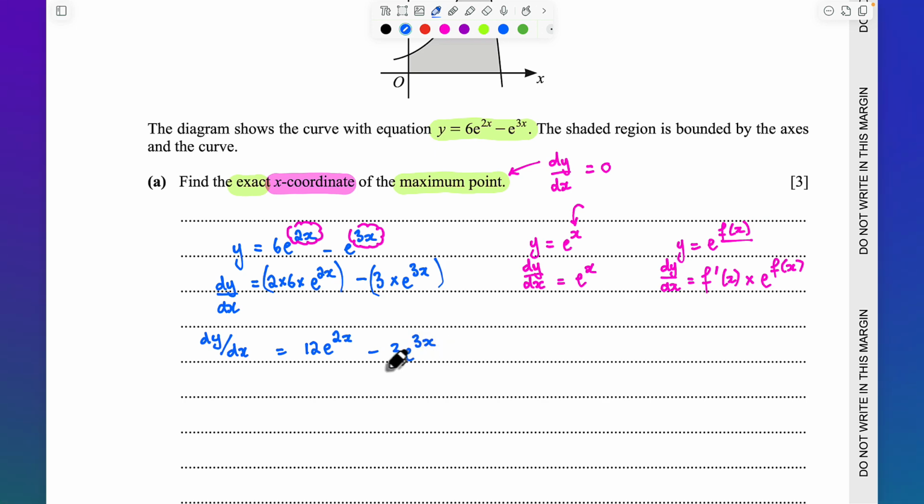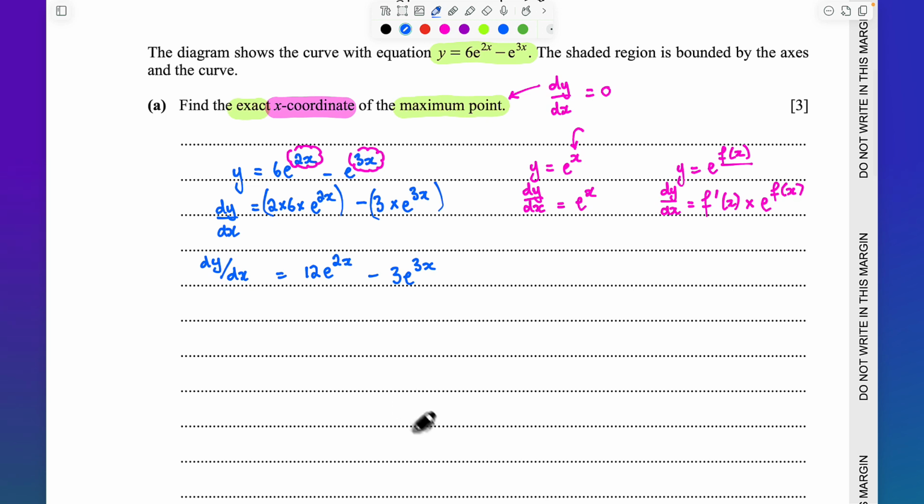Okay, perfect. We found an expression. So now what's the next step? The next step is applying this, right? Remember we said we have to equate this to 0. So 0 is equal to 12e to the power of 2x minus 3e to the power of 3x. Now why are we doing this? Where do we go from here? Remember we said we need to find the x coordinate. So this means that we need to solve for x.